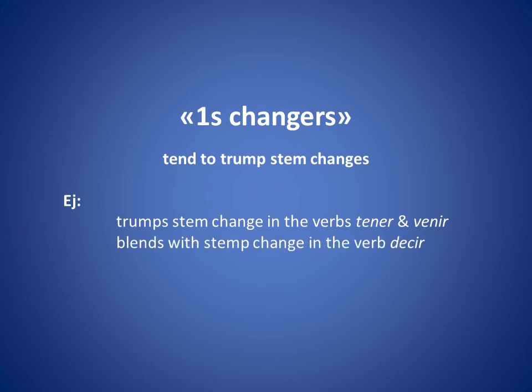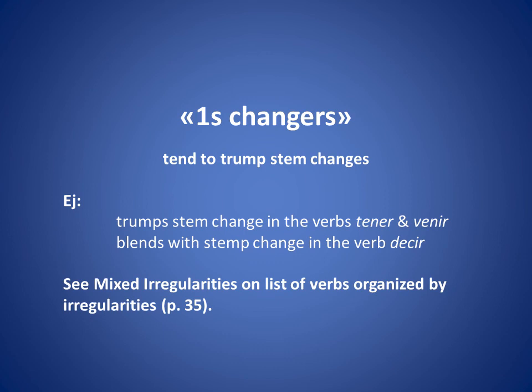The other thing is that with the verb decir and verbs like decir, that should just say stem change. I apologize. But with verbs like decir, the stem change actually blends with the yo irregularity. So while it's more common for the yo change to trump the stem change and do away with it, it's also possible that they could coexist. So let's look at two models. And you can see the mixed irregularities that start on page 35, I believe. Hopefully that page number is right.